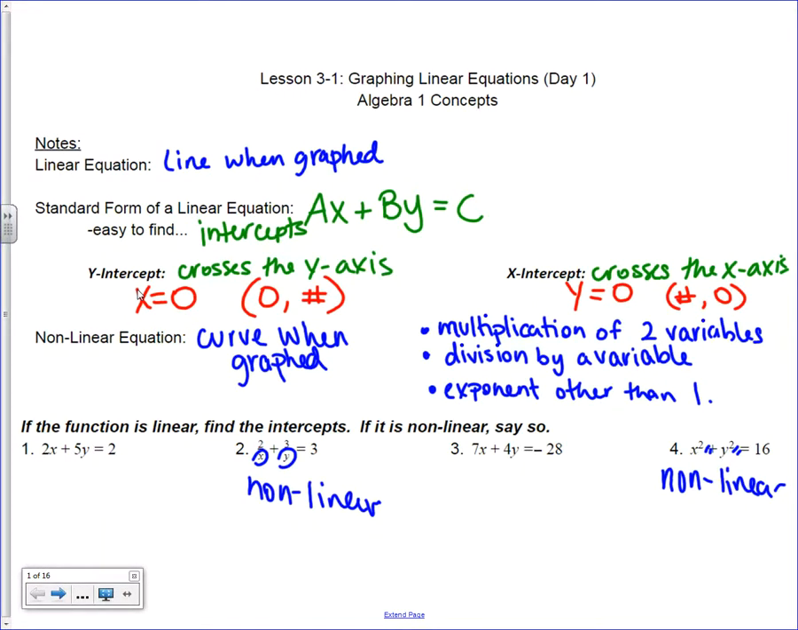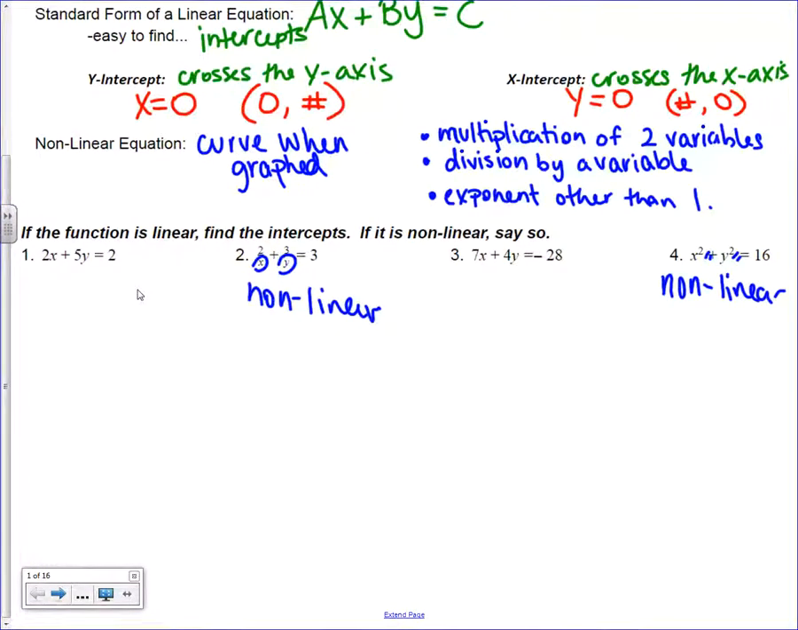Are you ready to calculate some of these? Okay, so if you look down here in the middle it says, if the function is linear, find the intercepts. If it's nonlinear, say so. We already did the whole nonlinear thing, right? Those are done. So the rest of them must be linear. If they're nonlinear, then the only other option is to be linear, right? Okay, so I need to find my intercepts. The first thing I want to find is the x-intercept.